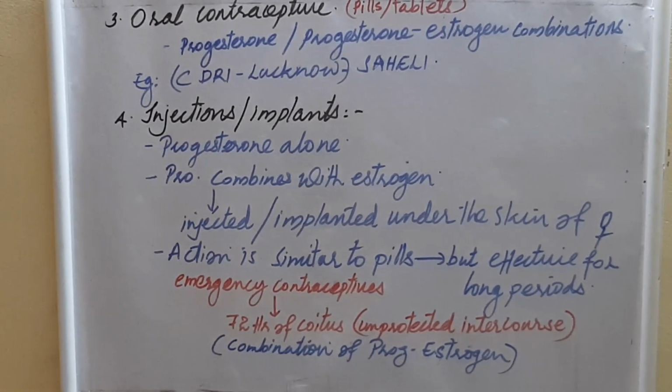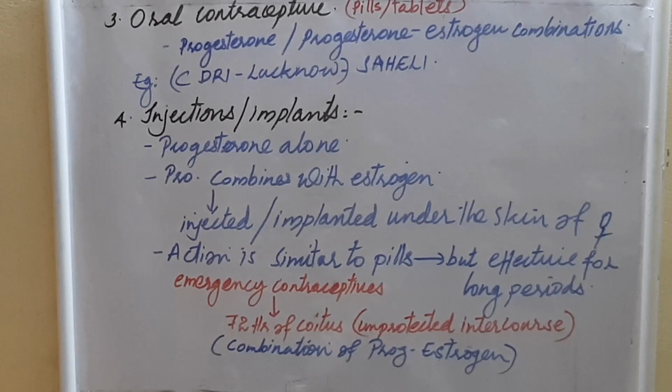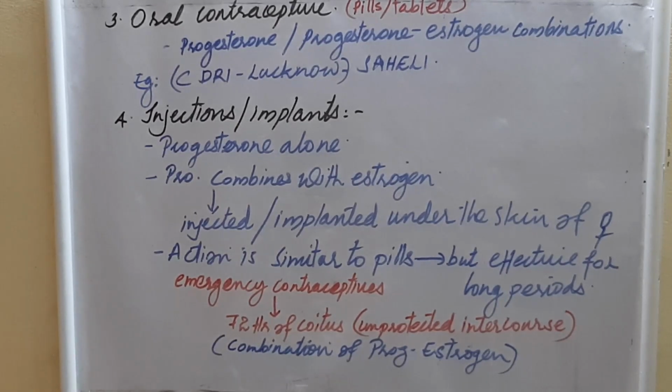Another category that comes under the oral contraceptives is emergency contraceptives that should be administered within 72 hours of coitus or intercourse, that is unprotected intercourse. It is also a combination of progesterone and estrogen. It can be given in the form of either pills or injections.